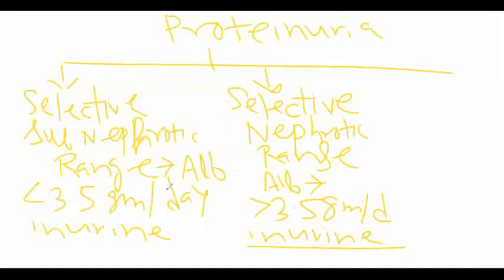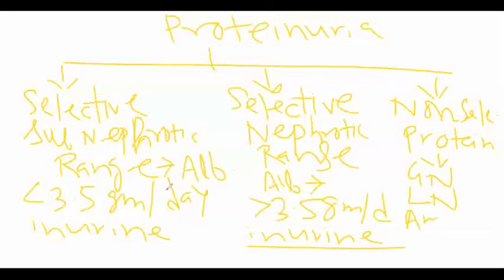Then there is the non-selective proteinuria. Non-selective proteinuria means you will get other proteins also apart from the albumin, such as globulin or fibrinogen or the clotting factors. In case of glomerulonephritis, lupus nephritis, and amyloidosis, this non-selective proteinuria can be seen.